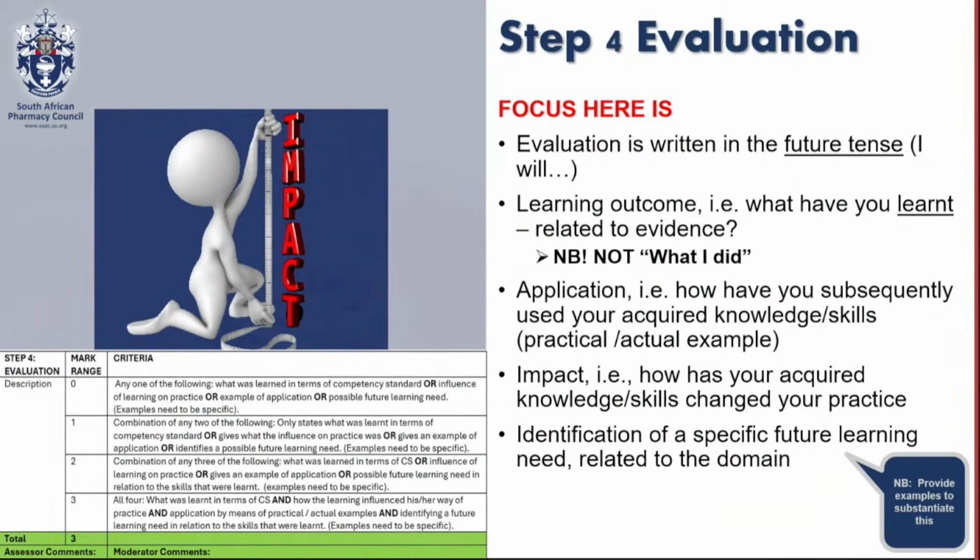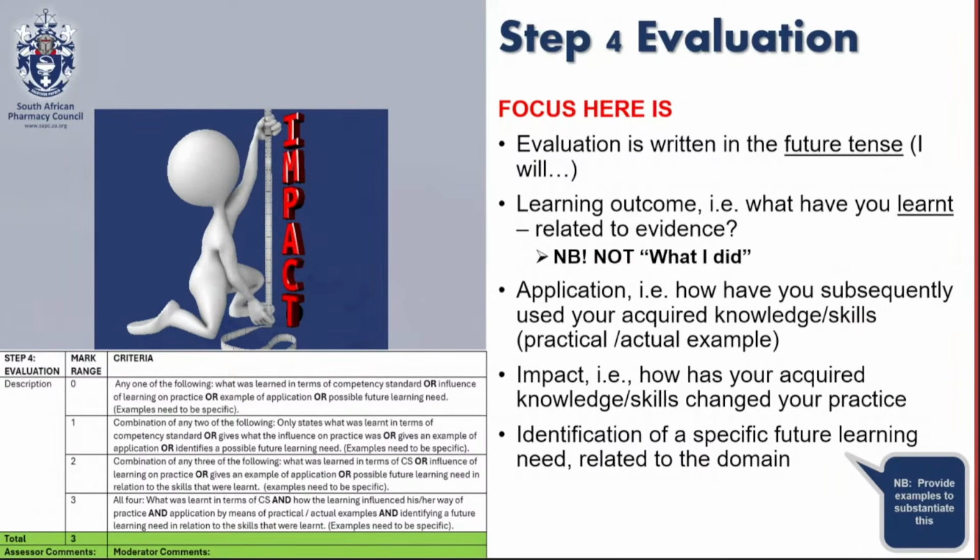Okay, so the last step is evaluation. Evaluation also is an area that we struggle with in terms of interns not fulfilling all of the requirements. If you look at evaluation, which is number three, in order to obtain full competence, they have to have all of these four aspects. So what was learned in terms of the competency standard, and they have to relate it to what they initially began with.